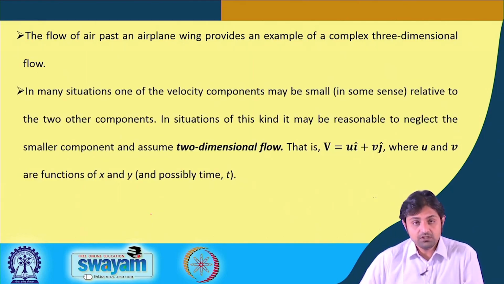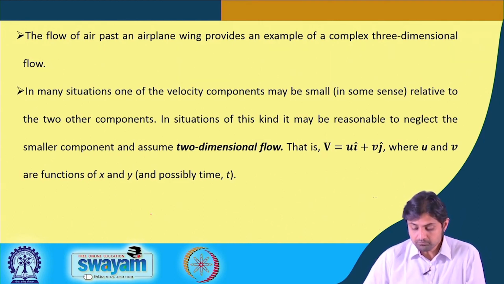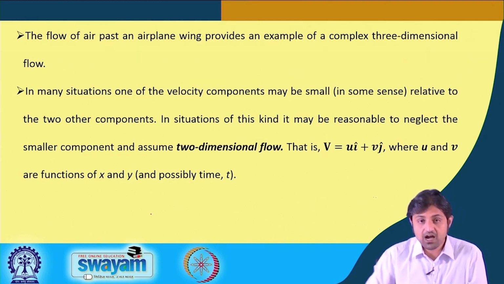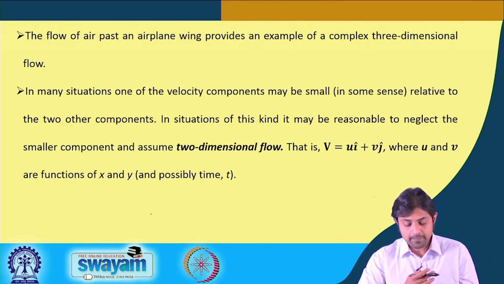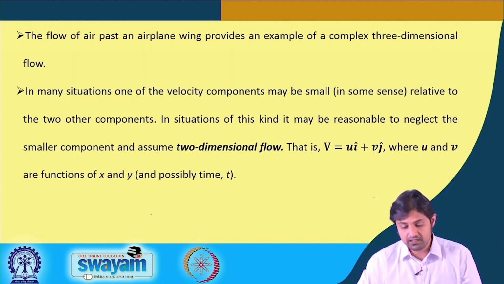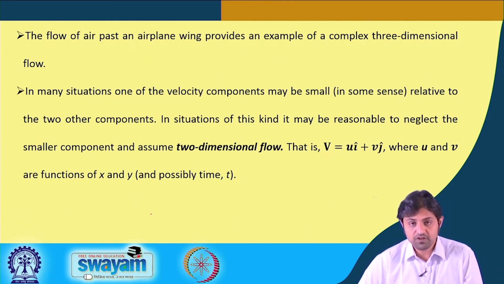In many situations, one of the velocity components may be small. This can happen anywhere. For example, suppose there is a large tank and there is a flow in the x direction, and the tank is infinite in the y direction. In that case, if we don't give a speed in the y direction, that component is going to be very small.